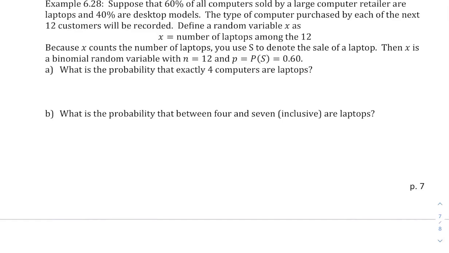So our success here is going to need to be the sale of a laptop. So that's a probability of 0.6. And the number of trials here is going to be for the 12 customers. So if we want to know the probability that exactly 4 computers are laptops, that's what we want to find. Probability that x equals 4. So we're not doing the formula this time.